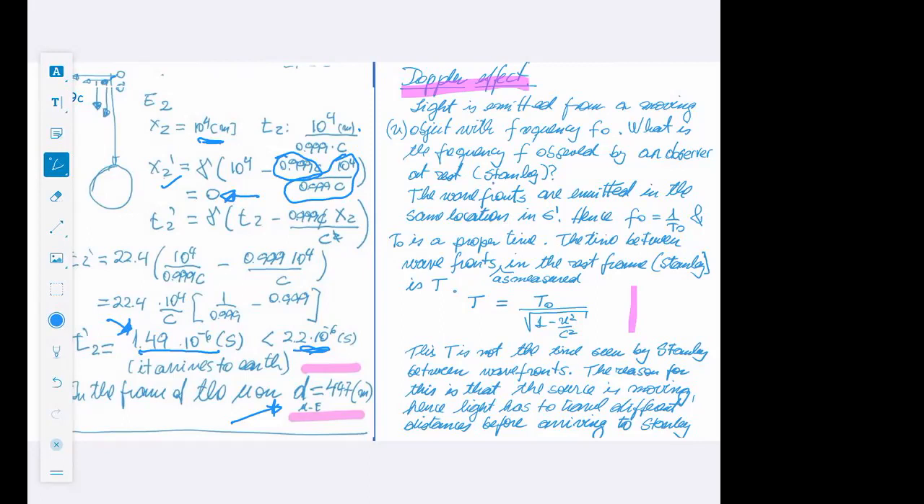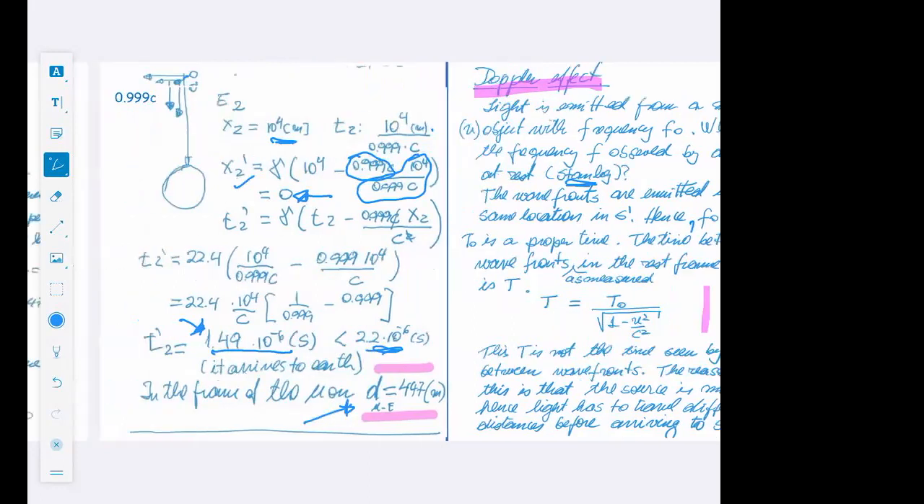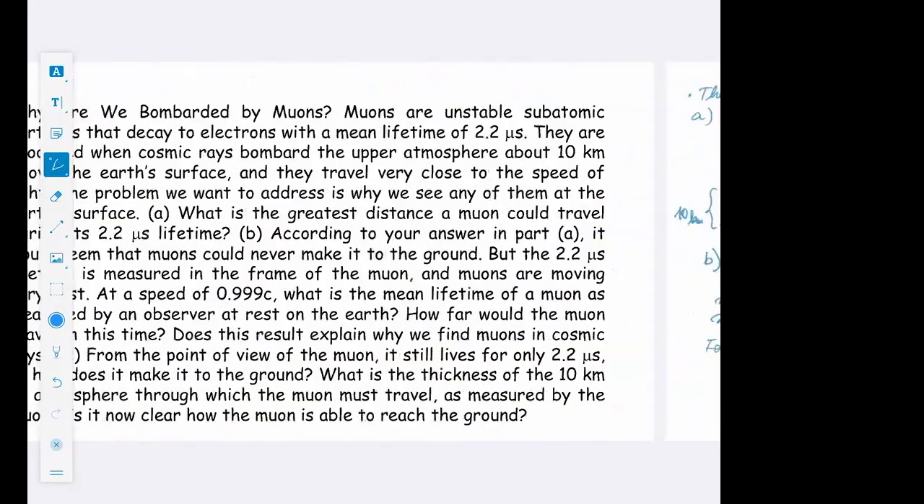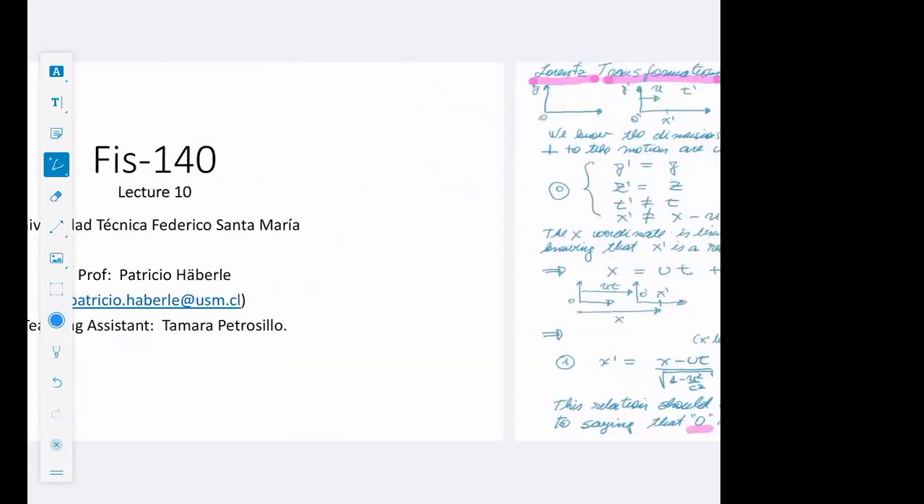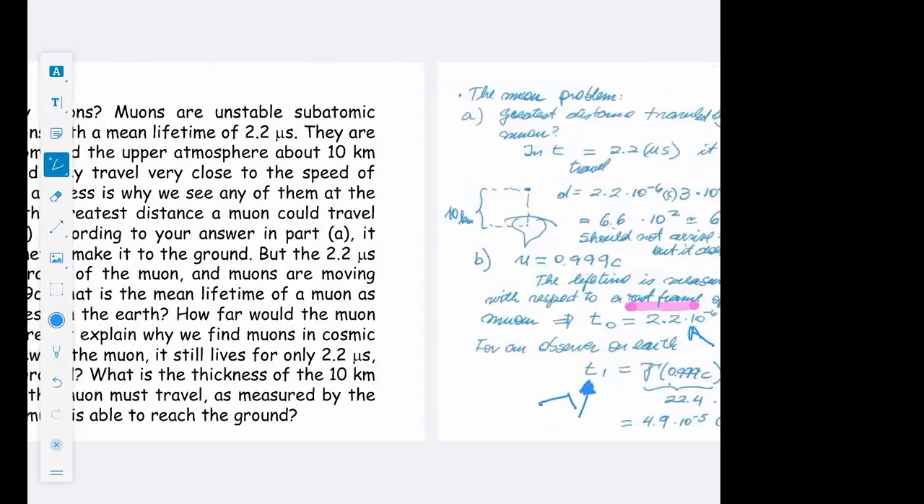Essentially Stanley, yes, we're referring to him. The wavefronts are emitted in the same location in S prime, because we fix the reference frame in the moving object. Hence, f naught equals 1 over t naught, where t naught is a proper time. Remember that we defined a proper time something like, oh no, I don't have it here. Yeah, this is actually lecture 10.